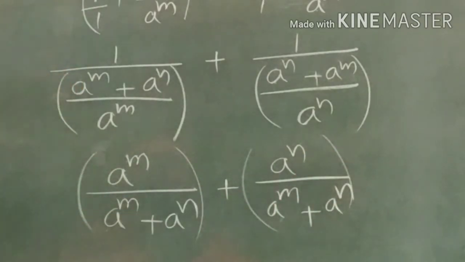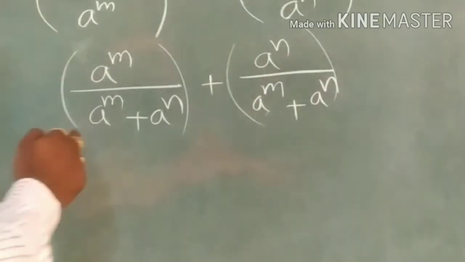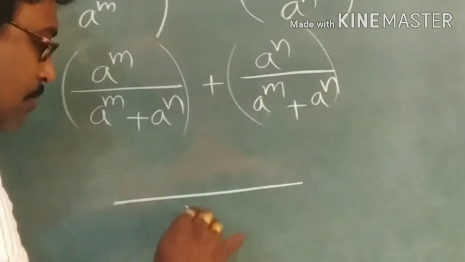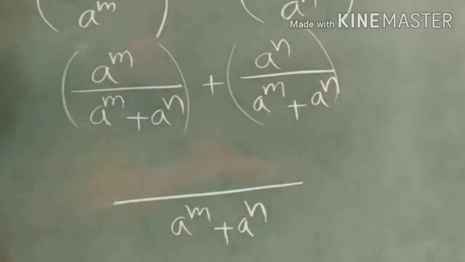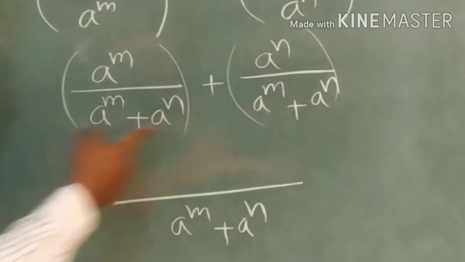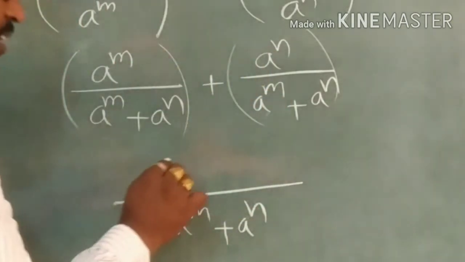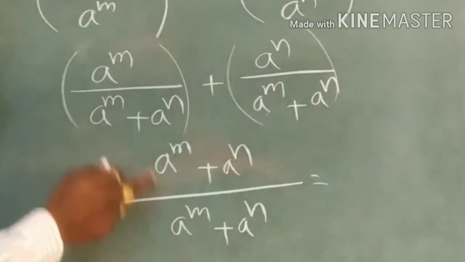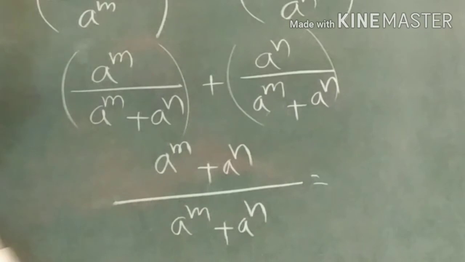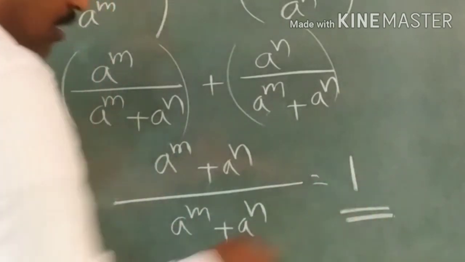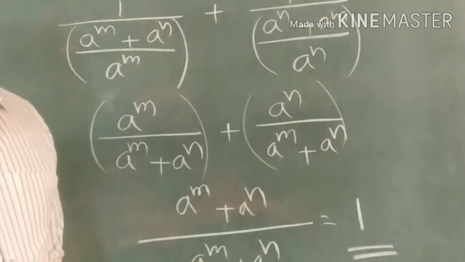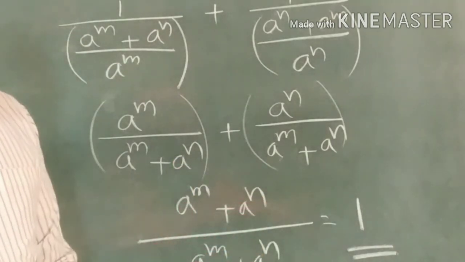To add these fractions, I need the LCM. a power m plus a power n. Okay, denominators are the same. Directly I can add the numerators. a power m plus a power n. When both numerator and denominator are the same, of course this value is 1, or else you can cancel one time. Okay, and by using these examples you can complete the exercise problems now.